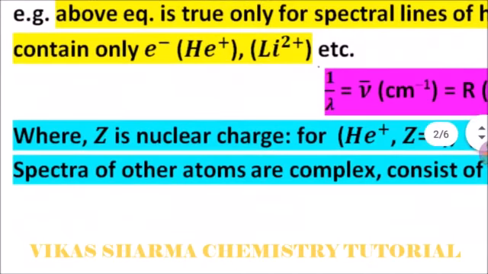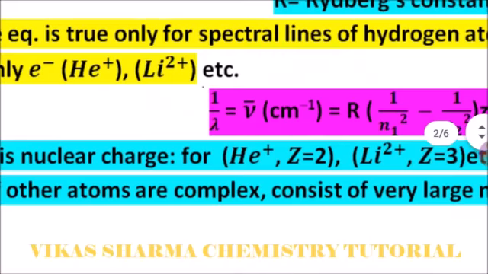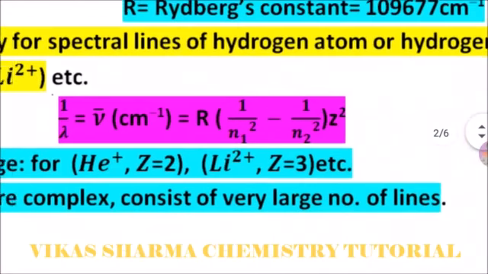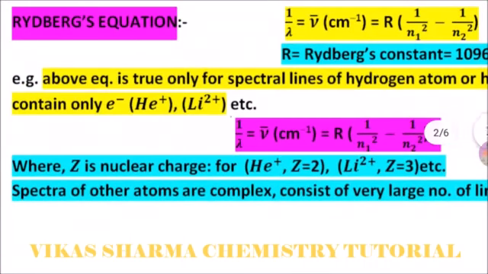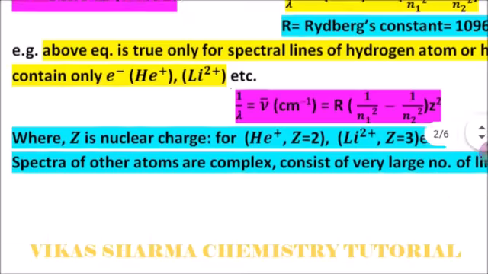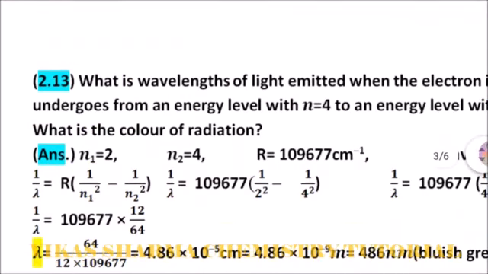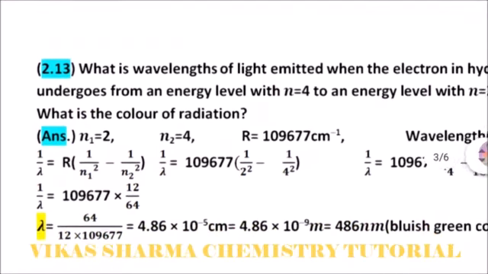The spectra of other atoms are complex and consist of a very large number of lines. So by the Rydberg equation, we can only solve for those that have one electron in their orbit. Student, the numerical are based on this segment.